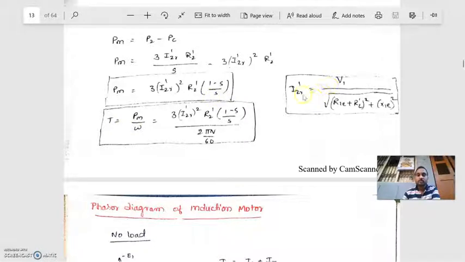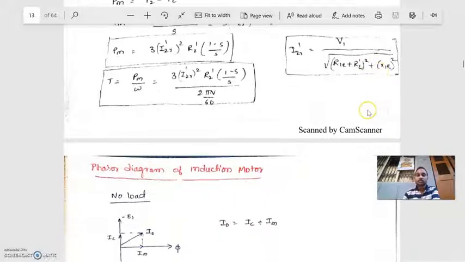Similarly, torque is given by PM divided by omega, which is PM divided by 2 pi N by 60. And I2R dash is given by voltage divided by Z, which is the square root of (R1E plus RL dash) whole square plus X1E whole square.